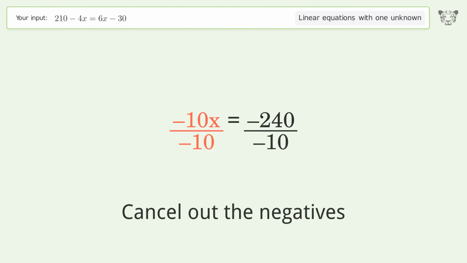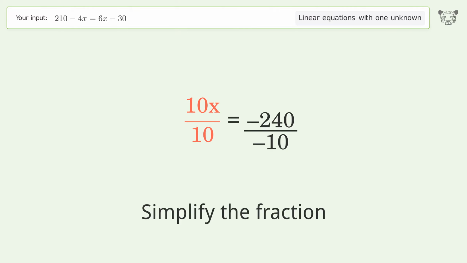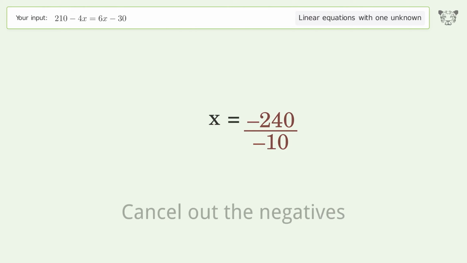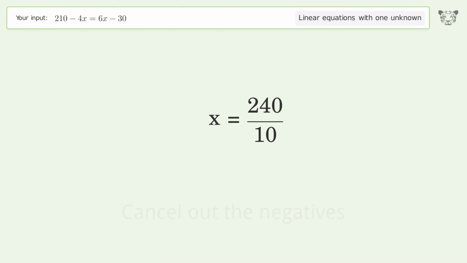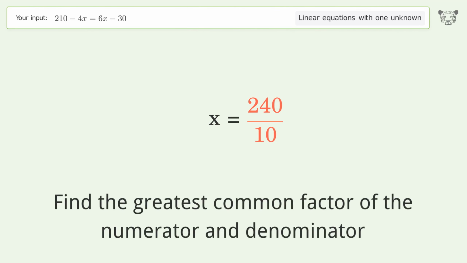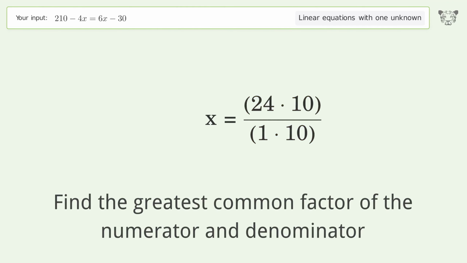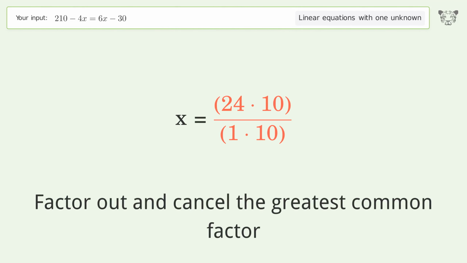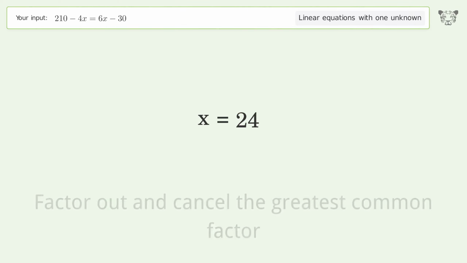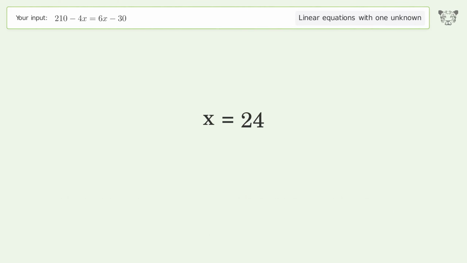Cancel out the negatives. Simplify the fraction. Cancel out the negatives. Find the greatest common factor of the numerator and denominator. Factor out and cancel the greatest common factor. And so the final result is x equals 24.